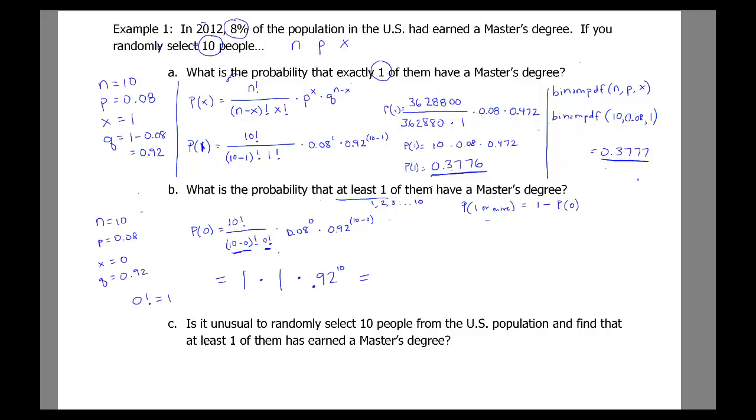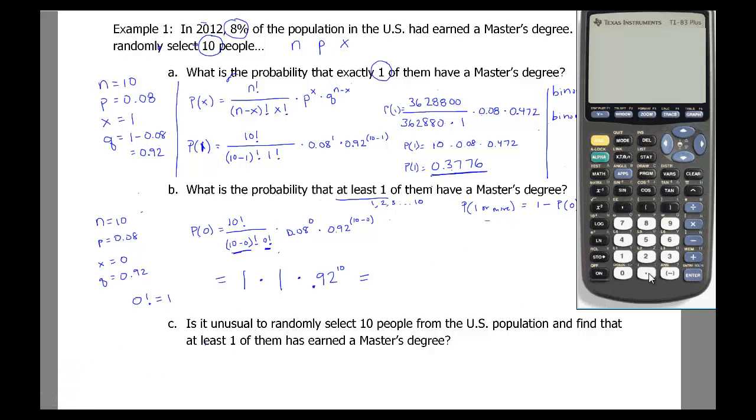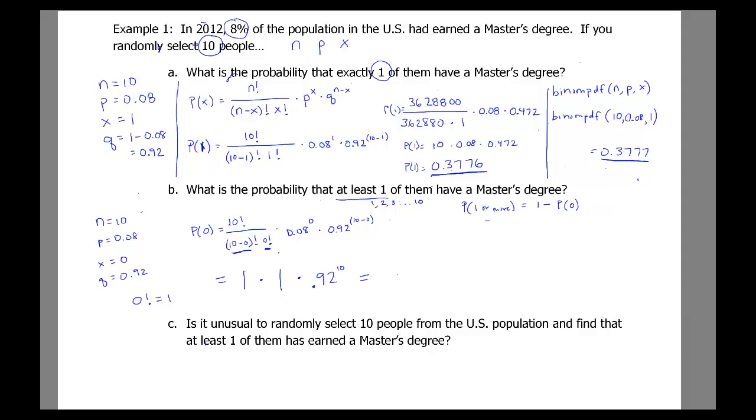So one quick calculation, that's all we need. 0.92, and then use our little hat button to the 10th, and we get 0.434. But then remember this is the probability of 0, and we wanted the probability of at least 1, so we need the complement. So we subtract that from 1, and we get 0.566.